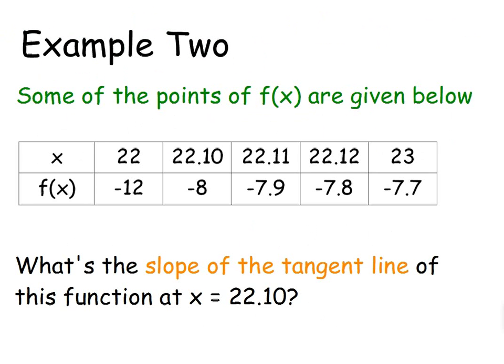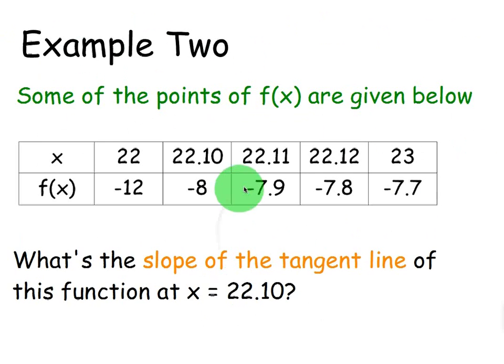Okay, so let's go ahead and do this chart. This one won't take long. You've already written the steps out, so you can basically just write the solution for this one. Here we have some decimals for x value, and we have negative numbers for y. It says, what's the slope of the tangent line at x equals 22.10?